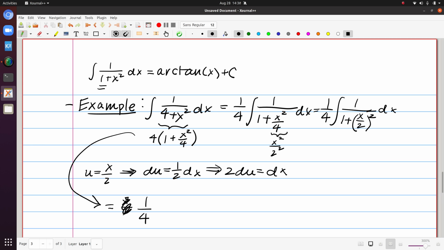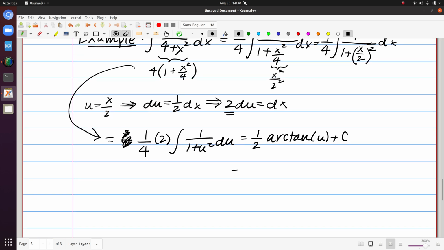So putting that in here, I have the 1/4 that was out front of that integral. I'm introducing a 2 from this here, times the integral of 1 over 1 plus u squared du. So this constant out front simplifies to 1/2. The antiderivative is arctangent of u plus c. And I finish by replacing u with x over 2.